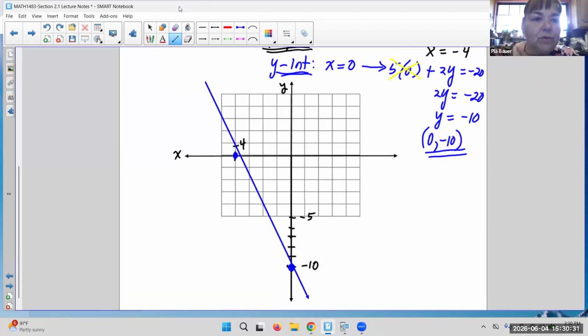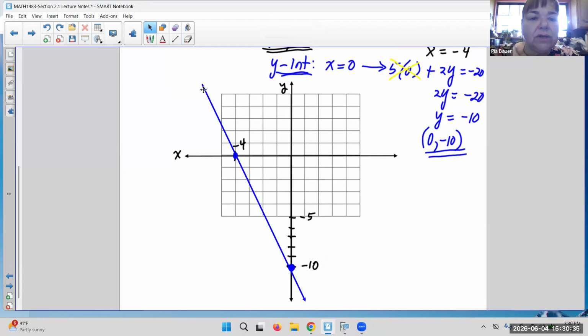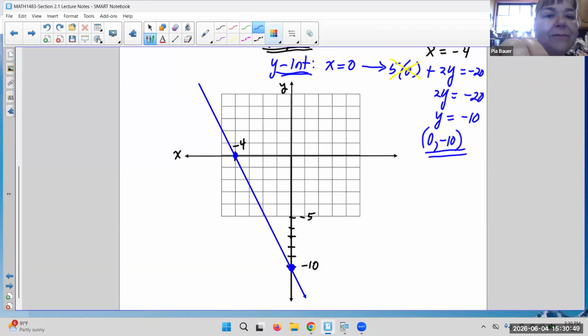I always have trouble with making this a straight line, even with this nice tool. So I'm going to adjust it. I'm going to save it. And there you have the line.